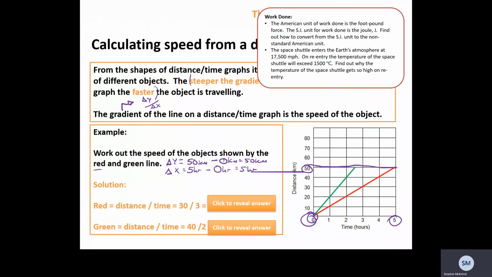So I can now find my gradient. Notice that this is a distance and that this is a time. So if I want to find my speed, I do my distance, 50, divided by 5 equals 10.